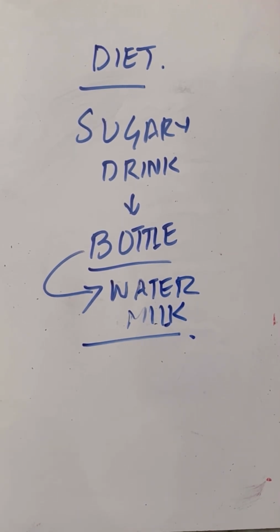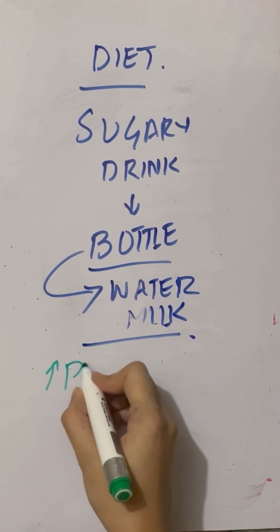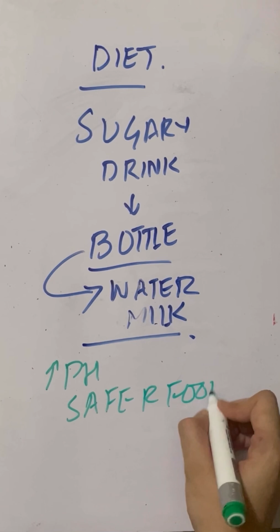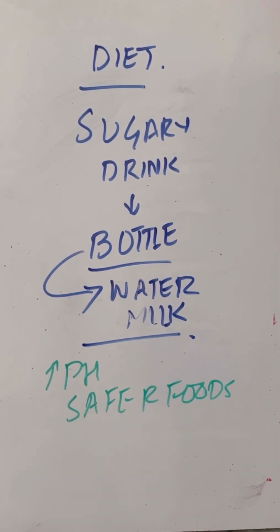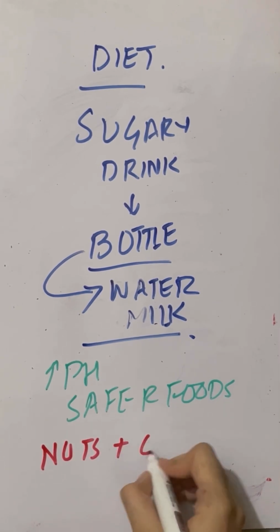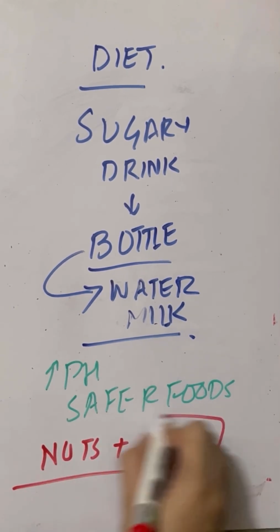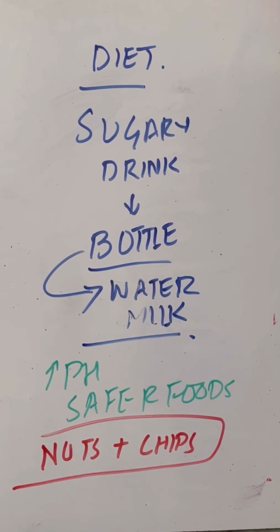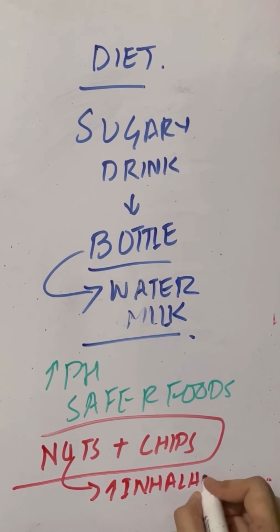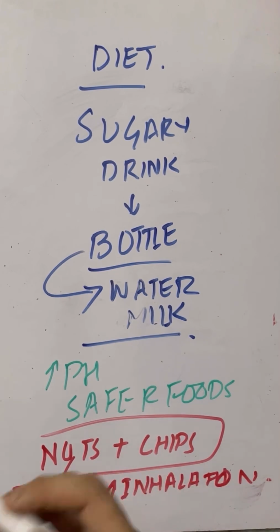We should give those types of foods that increase the pH, and we should use safer foods. Sometimes parents give the child nuts and chips to avoid giving a bottle. But chips are too salty and increase the fats. And what is the problem with nuts? There is a risk of inhalation. So we should not give chips and nuts to a child.